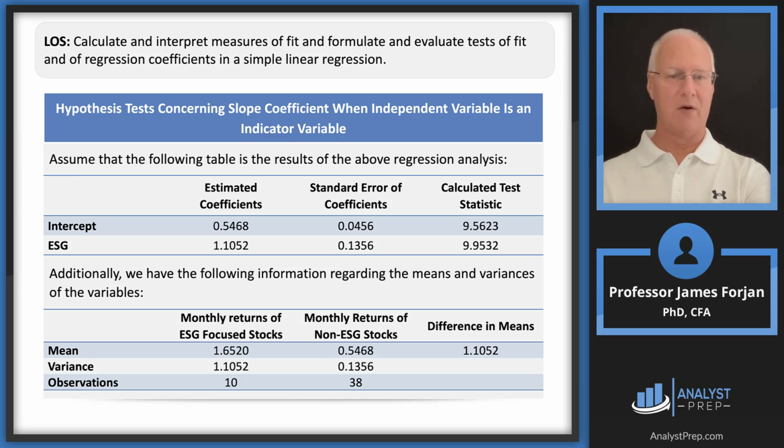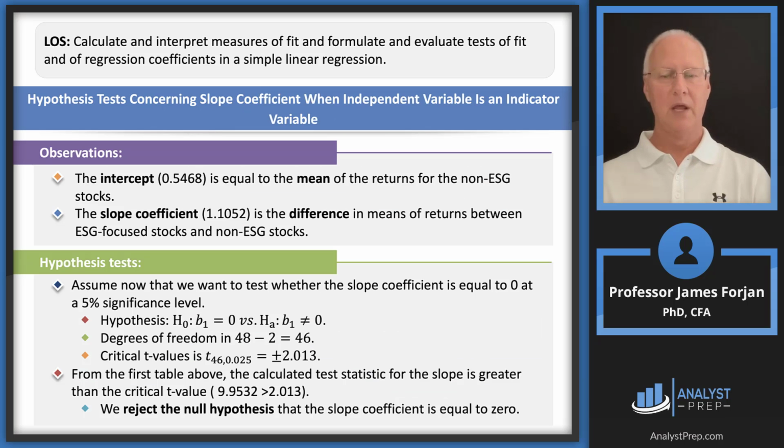Degrees of freedom: what do we've got? We've got 10 on one side, 38 on the other side of observations. So that's 48. Take out the 2, right? N minus K minus 1. So that's 46. You could go back to the table, which we don't provide you here, but you should have a t-table right beside yourself.